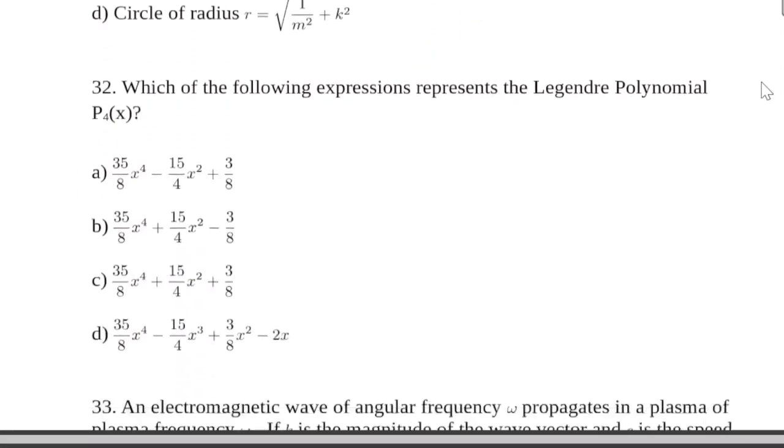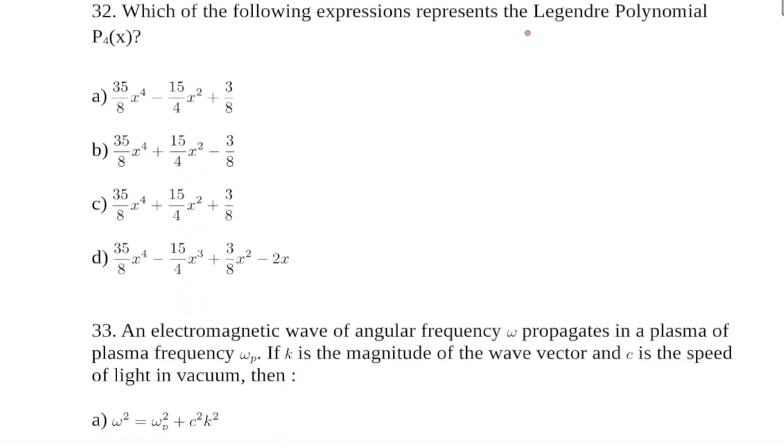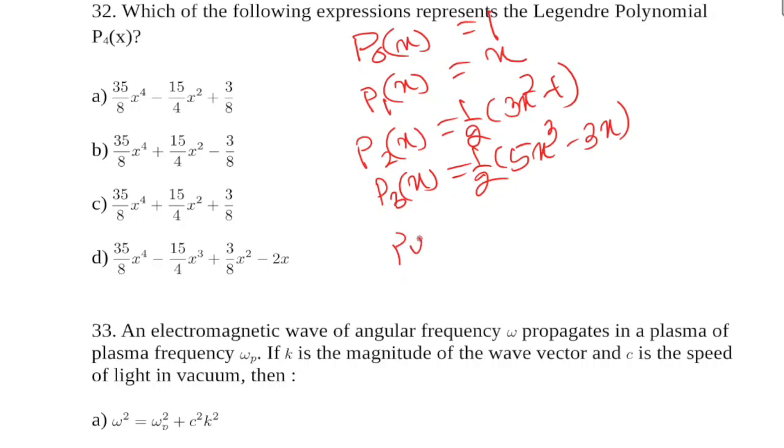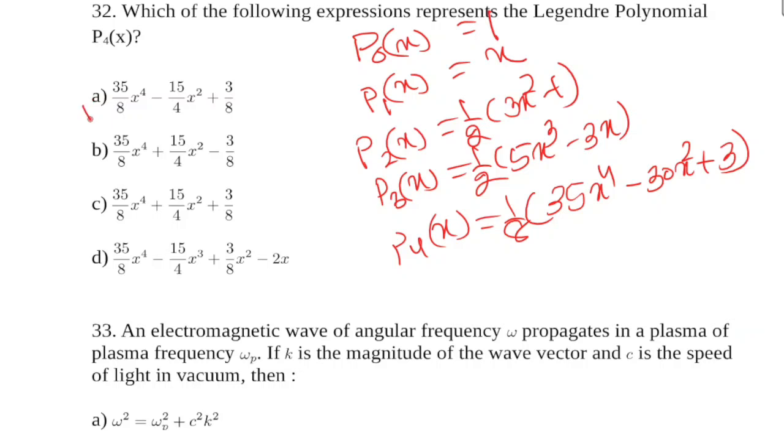Okay, next. Question number 32. Which of the following expressions represents the Legendre polynomial P4(x)? Okay, so you should remember this. For Legendre polynomials, P0(x) is 1, P1(x) is x, P2(x) is half, 3x square minus 1, P3(x) is half, 5x cube minus 3x, and P4(x) is 1 by 8, 35x to the power 4 minus 30x square plus 3. Okay, so you can check here A is your correct option.